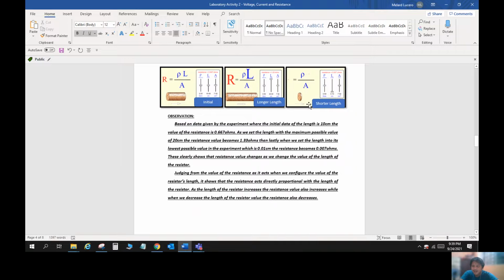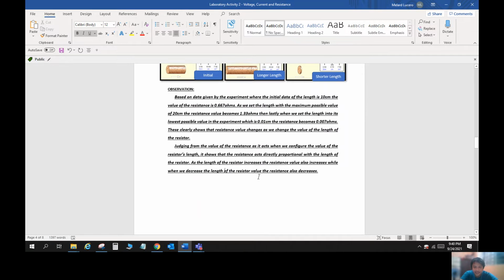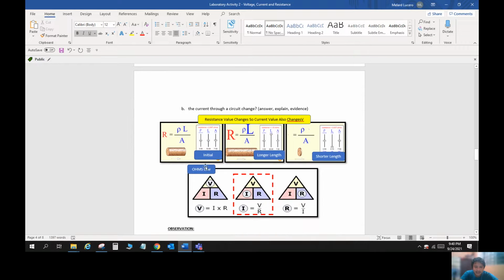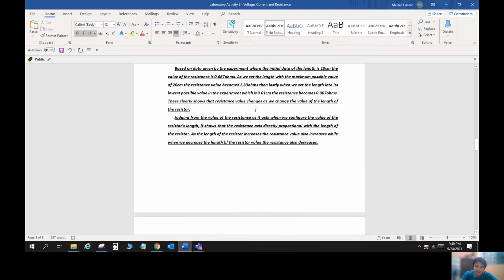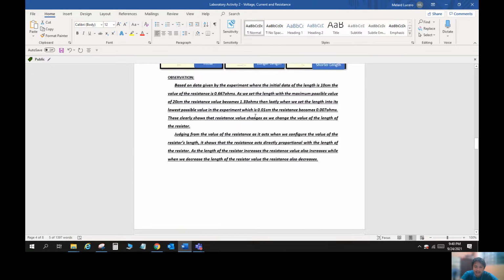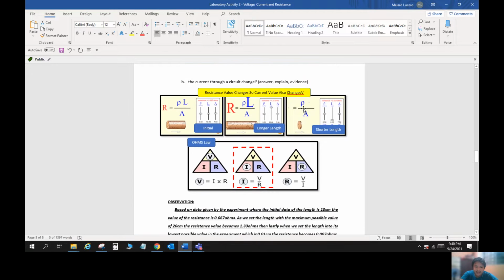So basically, that's the main observation and explanation to that. Okay, the other one is the current through a circuit change. This also aligns with the length, so the length with regards to the resistance and to the current. This is the first activity, mainly the A. So we simply write: the resistance value changes, so the current value also changes.